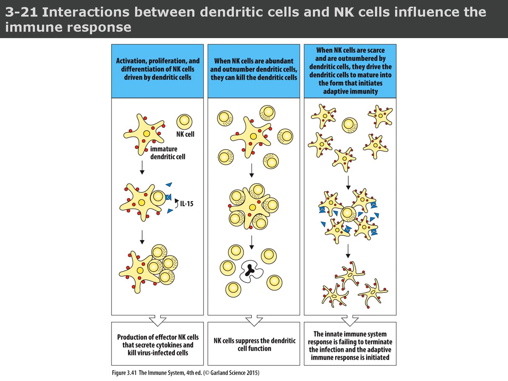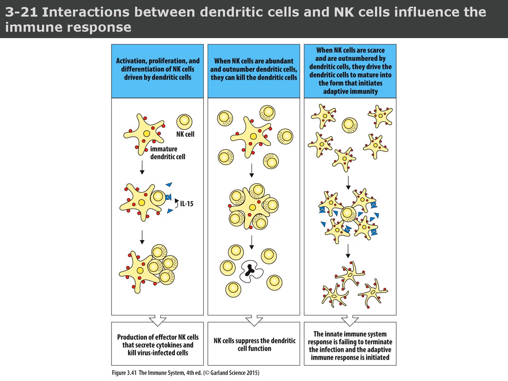In the middle panel, when natural killer cells are abundant and outnumber dendritic cells, they exert regulatory control by killing the dendritic cells, thereby suppressing further dendritic cell function and limiting immune escalation. In the right panel, when natural killer cells are scarce and dendritic cells are more numerous, the dendritic cells are not killed but instead are guided by the natural killer cells to mature. These mature dendritic cells then migrate to lymph nodes and initiate the adaptive immune response by activating T cells.